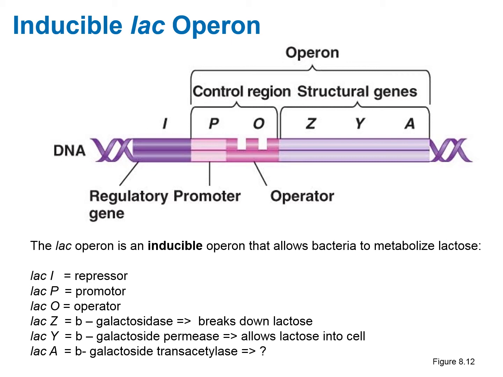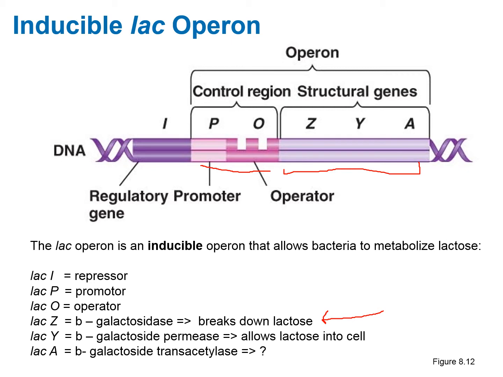So the lac operon is kind of the classic example of an inducible operon. Here we have the control region with the promoter and operator sites that you're already familiar with. And then down here we have three structural genes. The first one is called beta-galactosidase. It's lacZ, the name of the gene, but it encodes beta-galactosidase. This is an enzyme that breaks down lactose to release glucose and galactose.